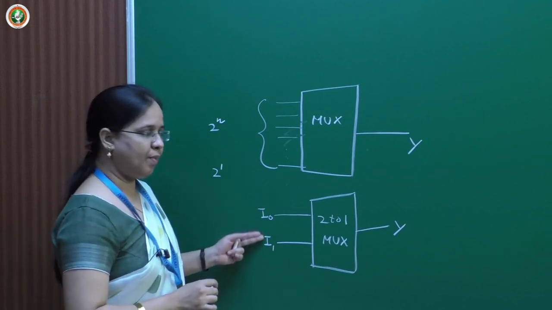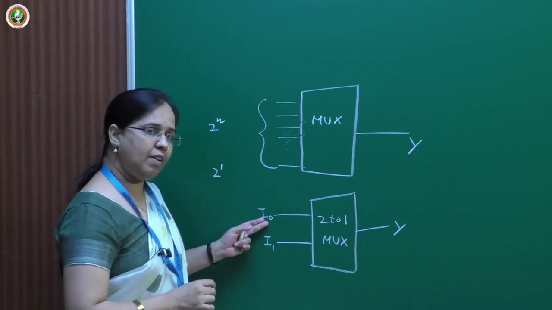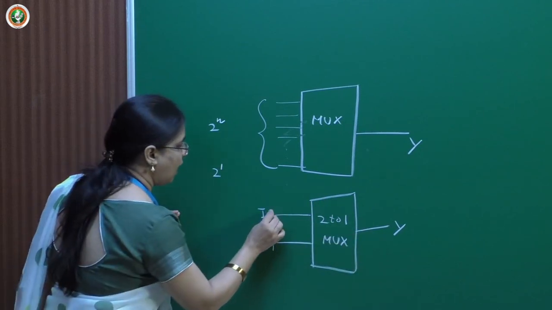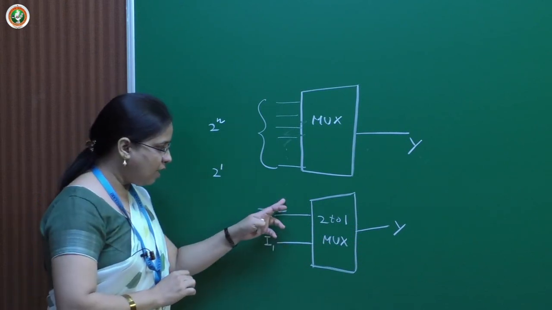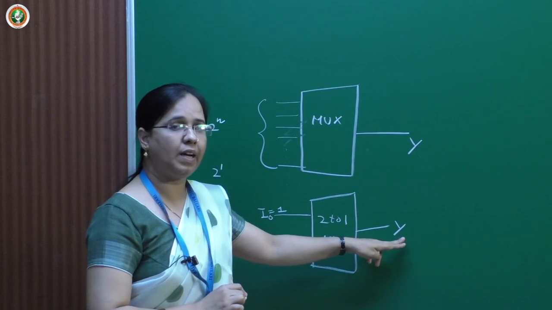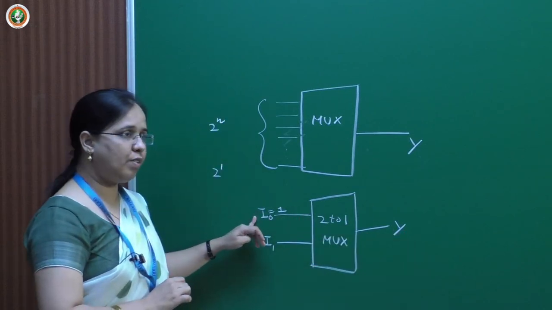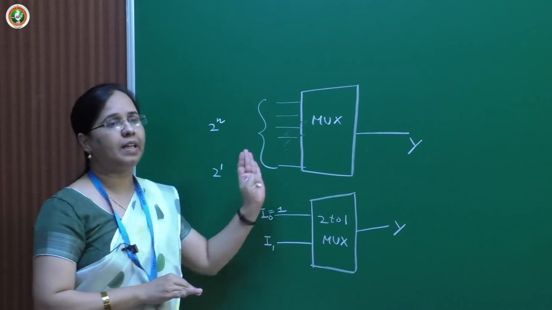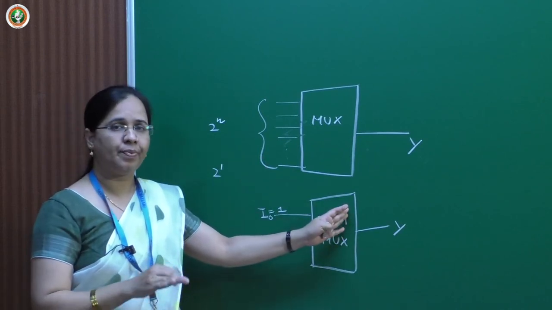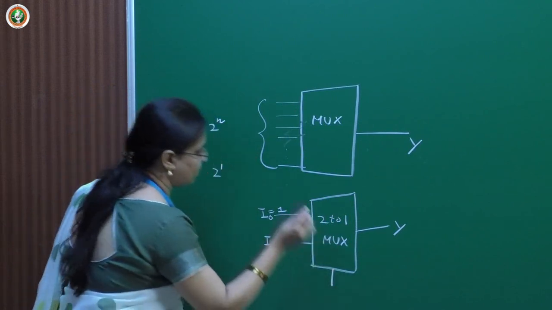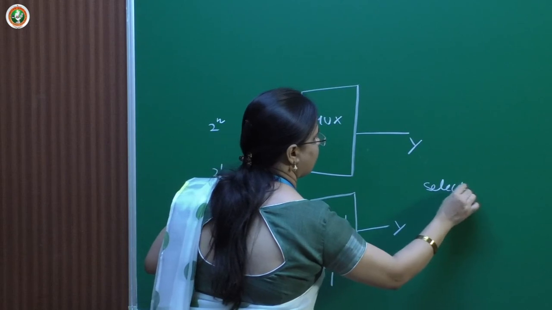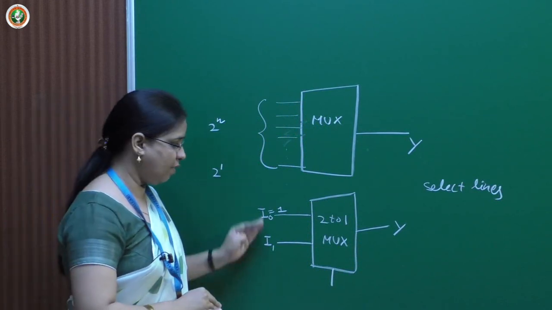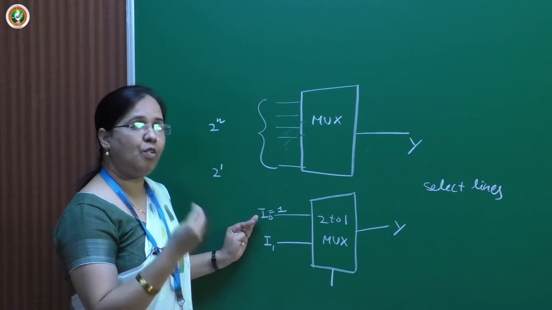Now what is the role of this combinational logic circuit? I have 2 inputs. Among the 2 inputs, the data available in one of the inputs should be transferred to the output. For example, assume that in I0 I have 1, so I want to transfer this 1 to Y. That means I want to get the output Y as I0. Now the question is, on what basis are we going to decide which input's data will be forwarded to the output? That can be done with the help of select lines. These select lines are going to decide, out of several inputs, which input must be selected and forwarded as output.